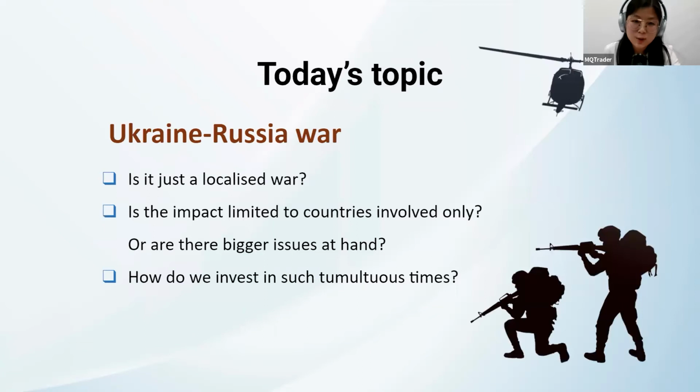Okay, so coming back to our topic today, as many of you know, the world has been thrown into another crisis with Ukraine and Russia at war, started at around 24th of February. So many investors may want to know, is it just a localized war? Is the impact to the rest of the world actually limited to parties that are directly involved only? Or are there any bigger issues at hand that we need to understand as well? And how do we invest in such tumultuous times? So we will be laying out these issues plainly and discussing them in this webinar. We will also be discovering what stocks may potentially benefit from this crisis as well.